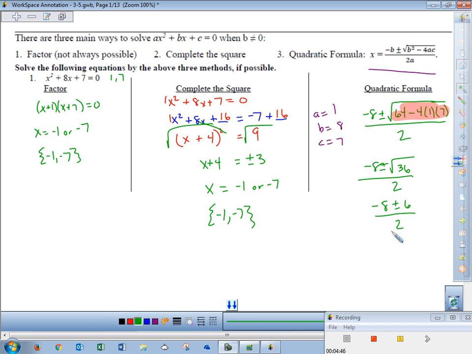And now here's what you really got. You've got negative 8 plus 6, which is a negative 2, over 2. Or negative 8 minus 6, which is a negative 14 over 2. And these both simplify to be negative 1 or negative 7. And there's our solution set again. Hey man, I solved that quadratic equation 3 different ways. And I hope you realized that since this was easy factorable, that was the fastest way to get it done. But all of them work, you know. So factoring was probably the best choice there.